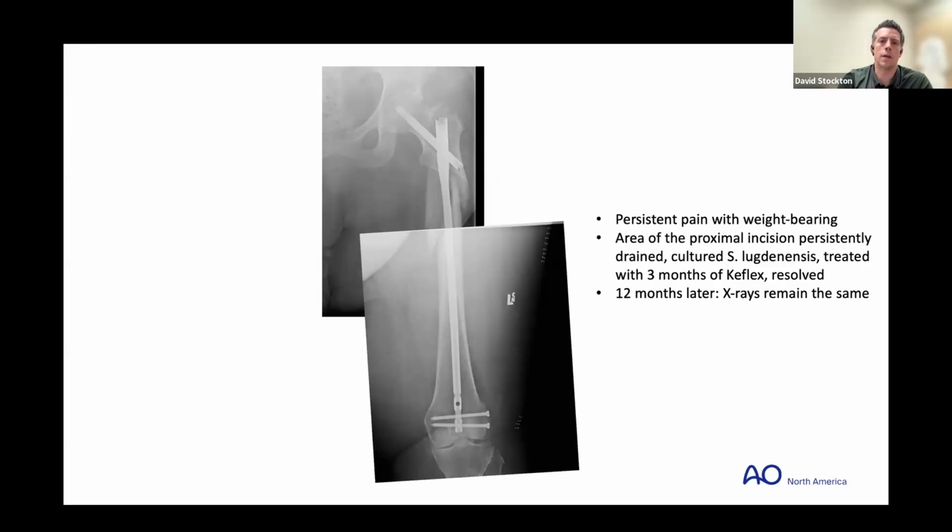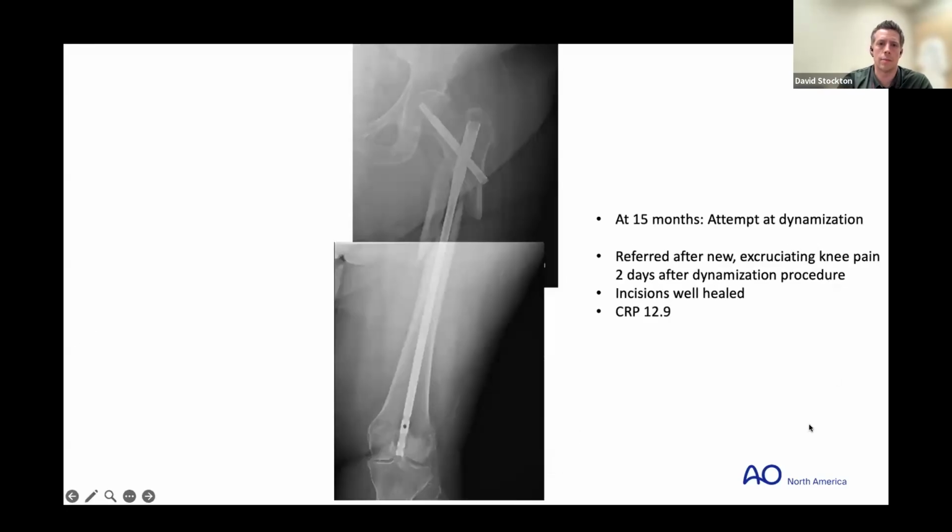So the next attempt to get this to heal was to dynamize it by removing the two screws distally, and that happened at 15 months. Why or why not was that a good idea?